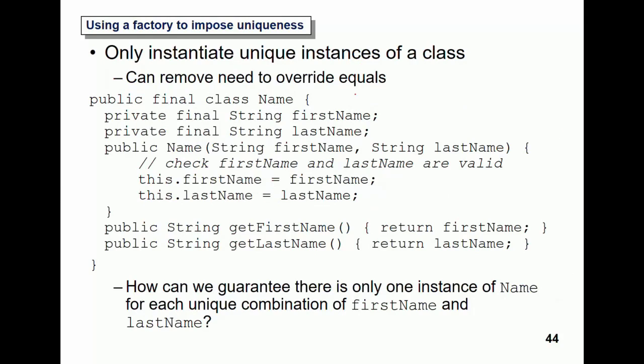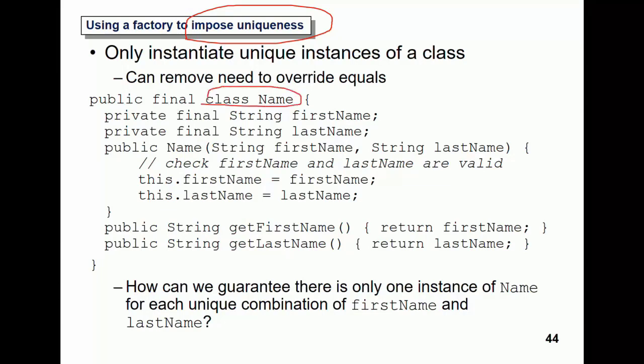Another useful place where you might want to use object factories is to impose uniqueness. So if you've got a situation where you only want a particular type of object to be instantiated once. An example of that is a person's name. We're saying here, if we've already got this particular name, then we don't want to allow this object to be created again, because we've already created an object for that particular person.